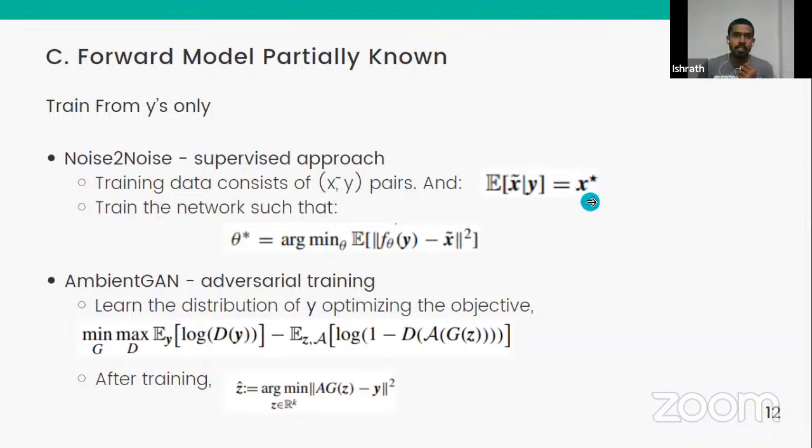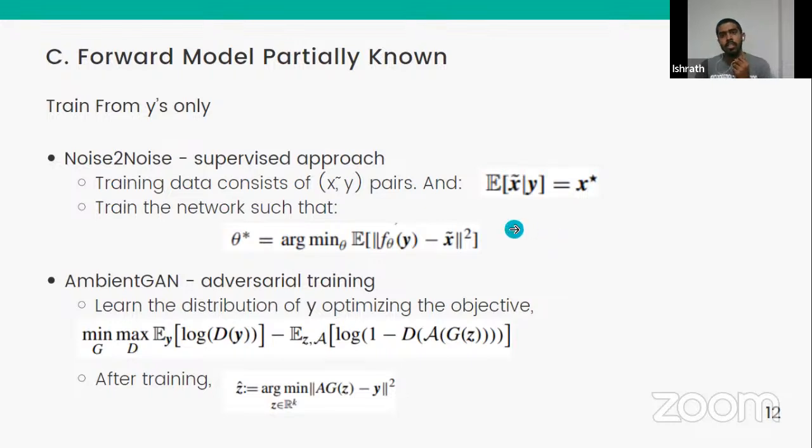So under these conditions, this work has trained and reconstructed with this kind of loss function. They are trying to minimize this objective function. This f theta is the trainable network or trainable estimator. This f theta is trained to minimize the mean squared error between the estimator and the x tilde.